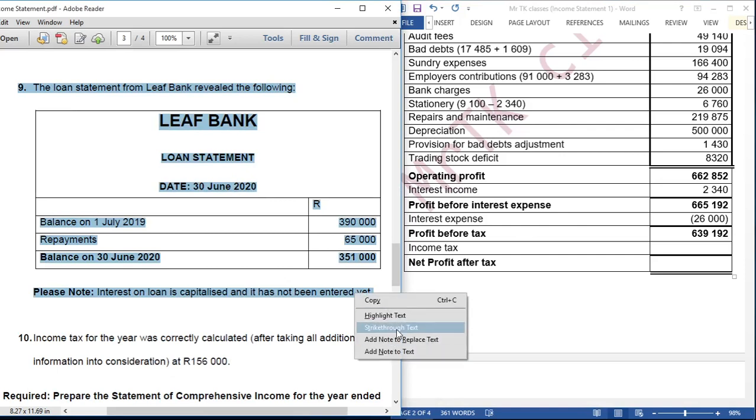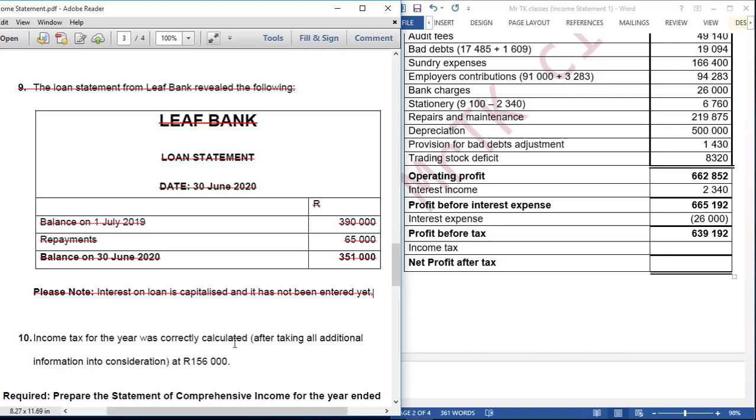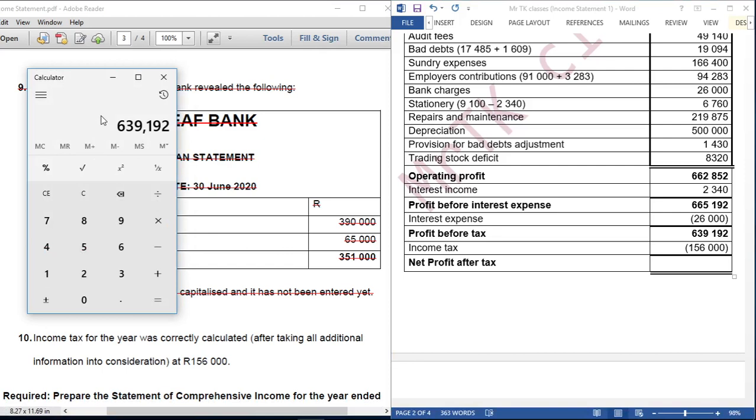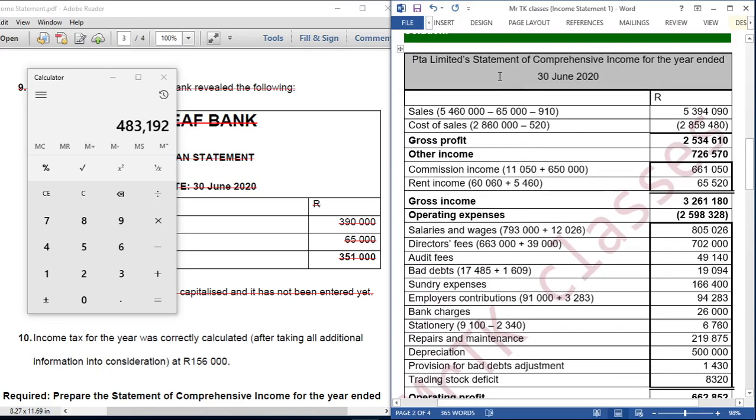We are left with the one for income tax. Income tax for the year was correctly calculated after taking all additional information into consideration at 156,000. Okay, what are we going to get here? Subtract 156,000, we are going to get 483,192. So this is how we prepare our statement of comprehensive income.